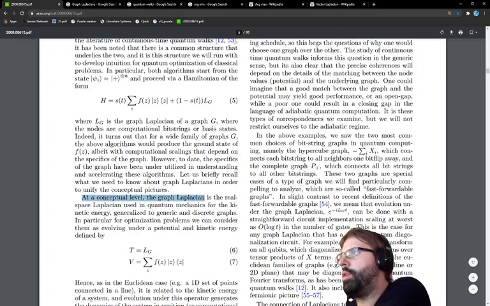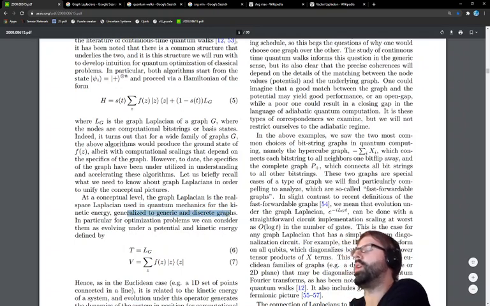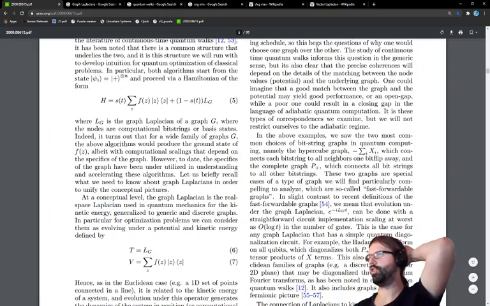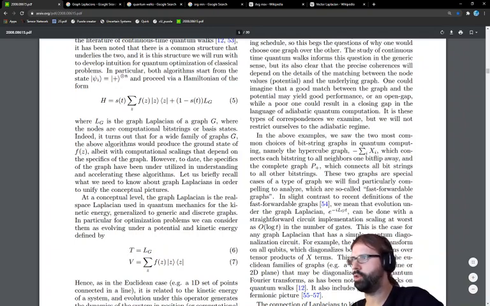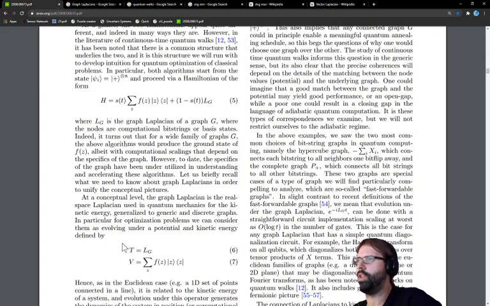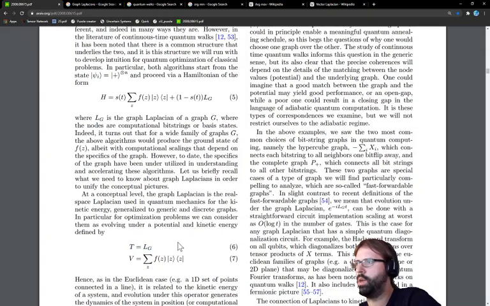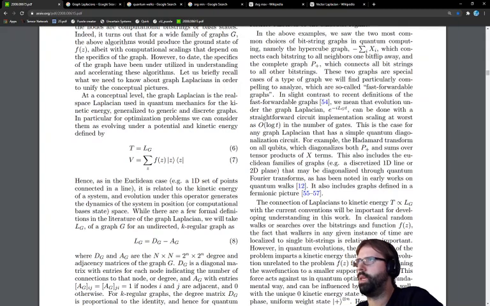At a conceptual level, the graph Laplacian is the real space Laplacian used in quantum mechanics for the kinetic energy, generalized to generic and discrete graphs. Okay, let's let that sink in. In particular, for optimization problems, we can consider them as evolving under potential and kinetic energy defined by T equals LG and V equals f of x.